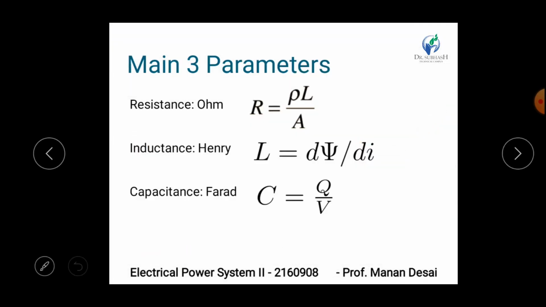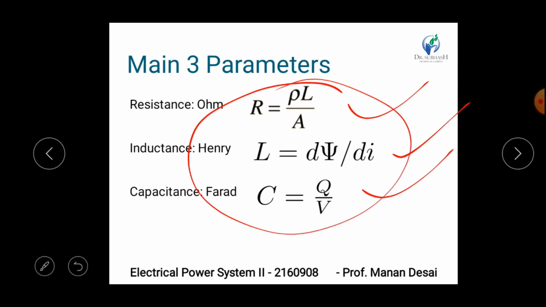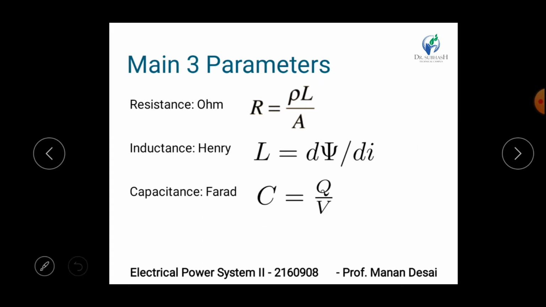Before we discuss transmission lines and their parameters, we should look at the three basic parameters. We can say they are in the lead role of this picture. The transmission line model is built by these three parameters. First is resistance, R equal to rho L by A, in ohm. Then inductance L is equal to d psi by di, in Henry. And capacitance is equal to Q upon V.